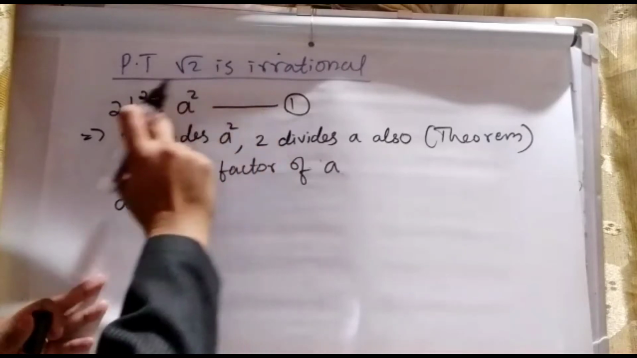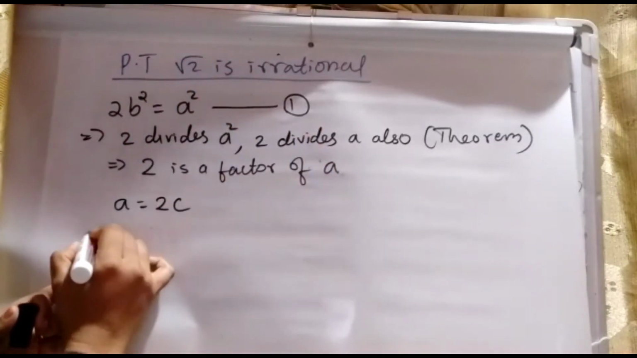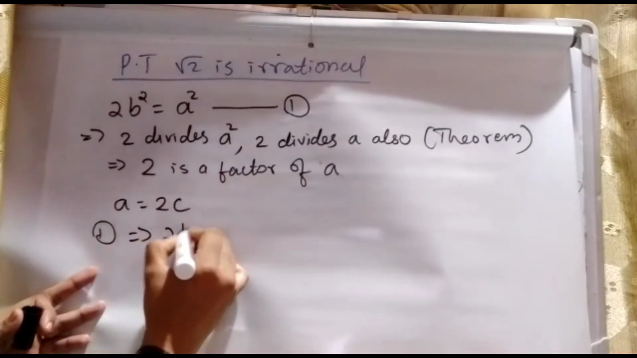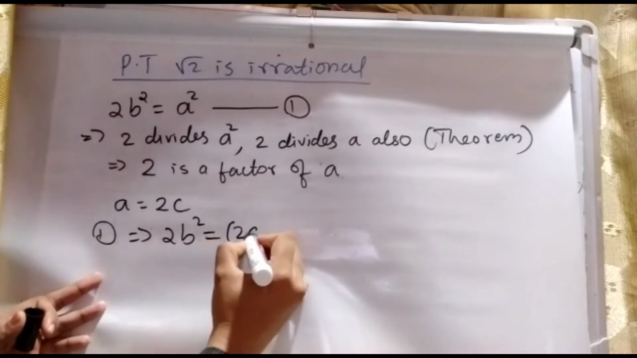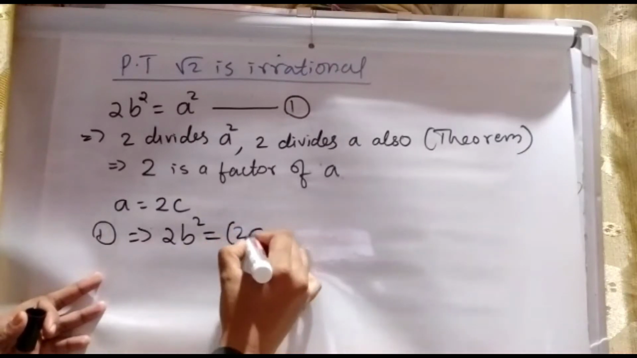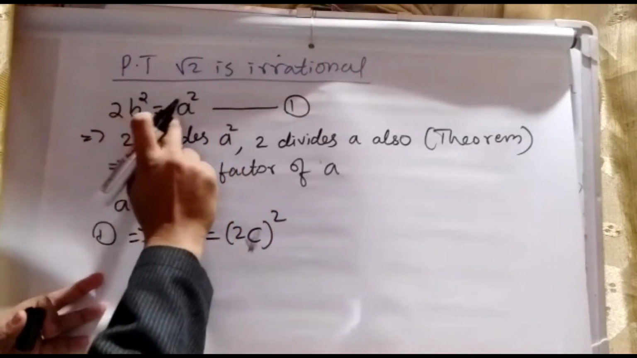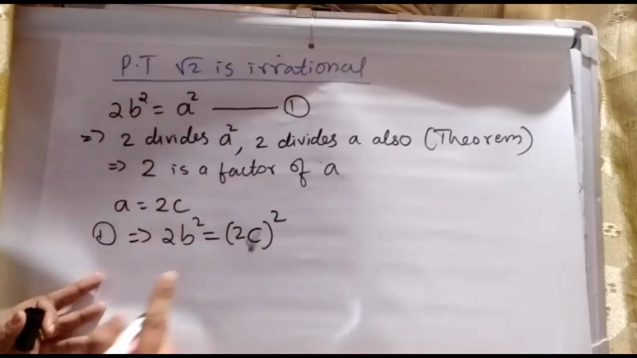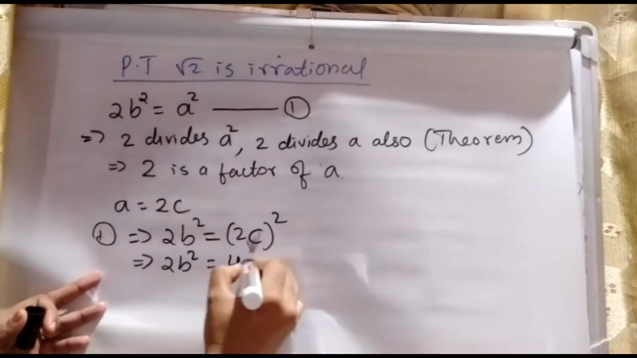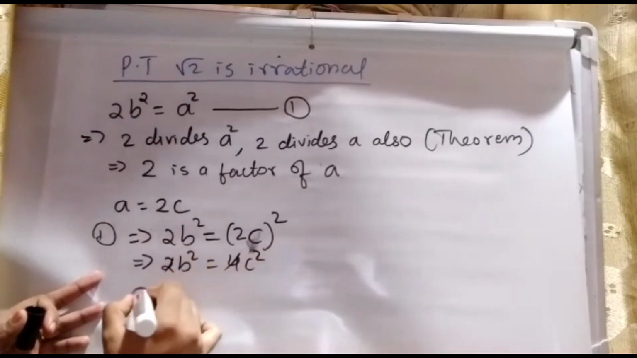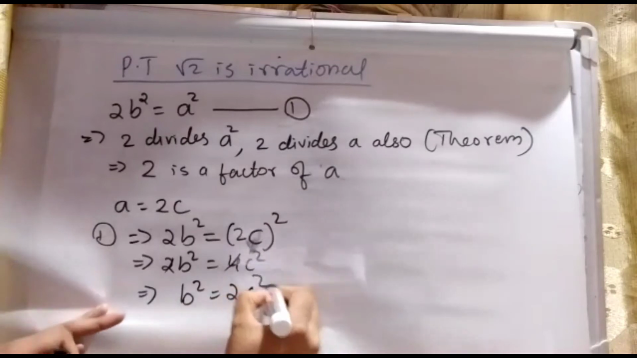Then substitute a = 2c in equation 1. So 1 implies 2b² is equal to, instead of a, write (2c)². 2b² is equal to a², here a is equal to 2c. That means 2b² is equal to 4c². 2, 4 cancelled. That means b² is equal to 2c².